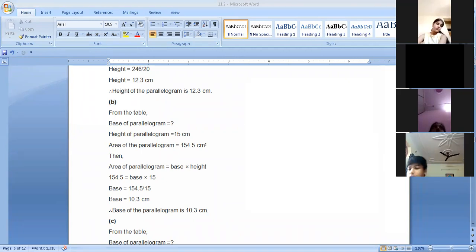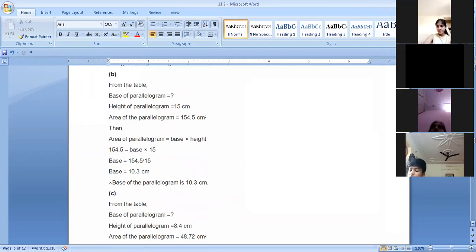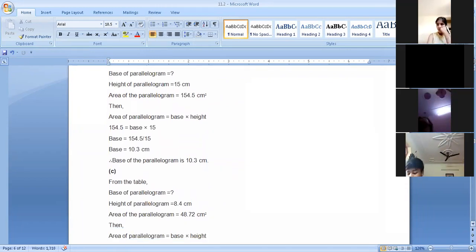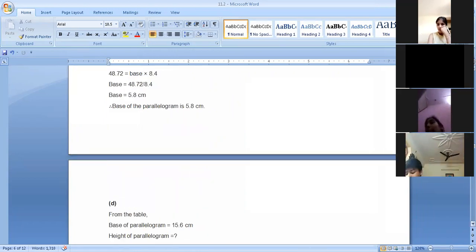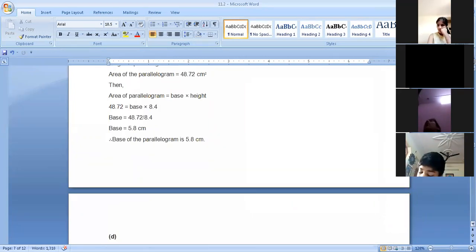Next, C part. Base is not given, sorry. Height is given 8.4 and area is given 48.72 centimeters. And area of the parallelogram, the formula is base into height. So apply this formula. 48.72 divided by 8.4 is 5.8 centimeters.